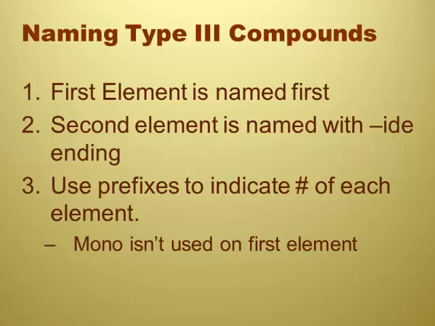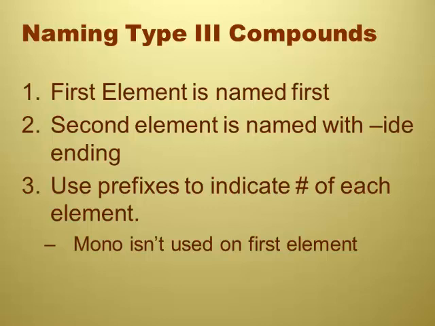So a nonmetal bonded with another nonmetal. So no metals, no transition metals, nothing like that. It's all coming from the right-hand side. And we use prefixes now to indicate the number of each element. So prefixes will indicate the subscripts. No charges, no Roman numerals, just prefixes.